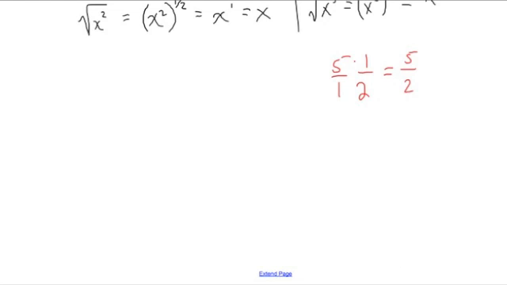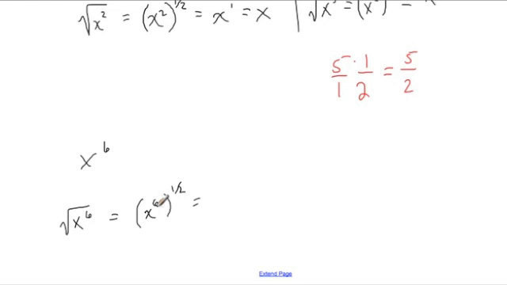Let's consider x to the 6th power. Is x to the 6th power a perfect square? To find out, we need to take the square root of x to the 6th power. Again, we will use the rule that the square root of an expression is the same thing as taking that expression and raising it to the 1/2 power. X to the 6th power to the 1/2 power.